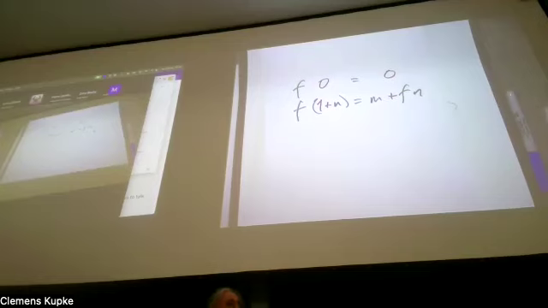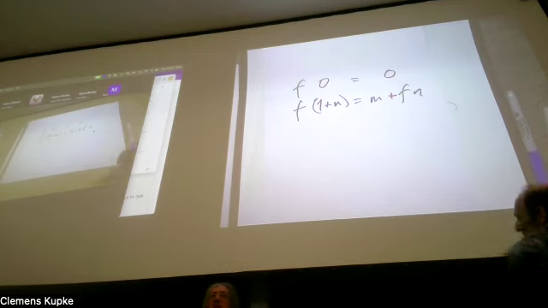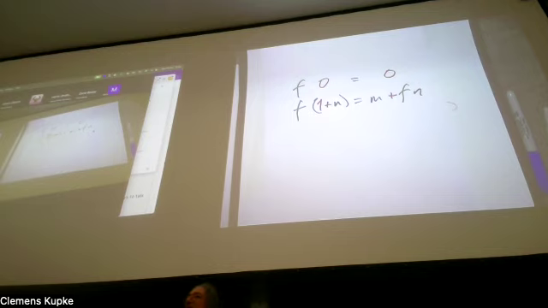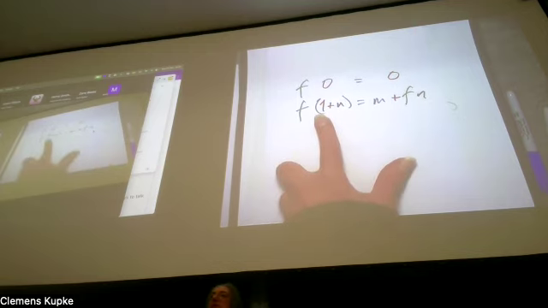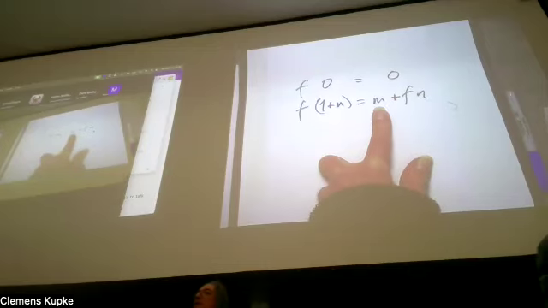What's this doing? You might have seen it somewhere. No, there's no taking away going on. So for every 1 plus in the input, there's an m plus in the output.